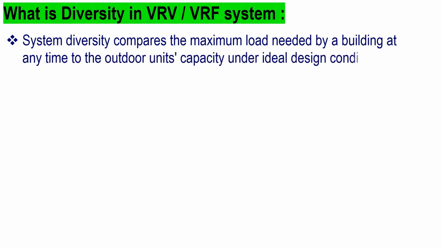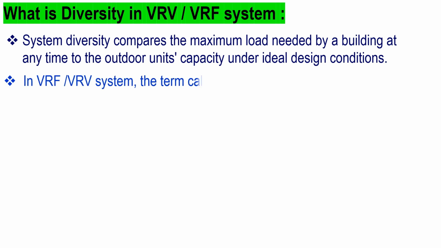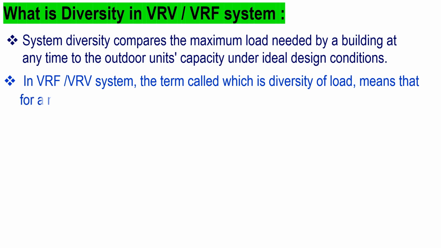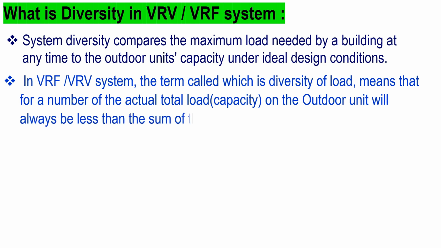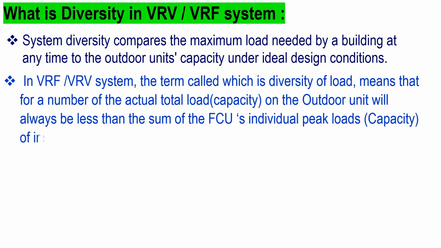design conditions. In a VRF or VRV system, the term diversity of load means that the actual total load on the outdoor unit will always be less than the sum of the FCUs' individual peak loads installed in the building, because there will hardly be a time when all the fan coil units run simultaneously at peak loads.